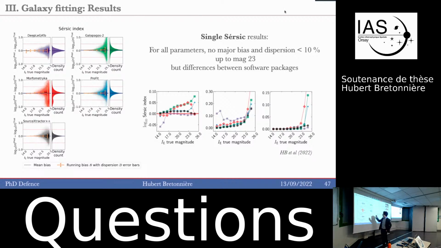So you can see here on the purple plot that there is a discontinuity between the two modes. This is because Deep Legato is trained as two different sets of weights. So there are two Deep Legatos, one trained on faint objects and one trained on bright objects. It was trained up to the magnitude limit of 25.3.